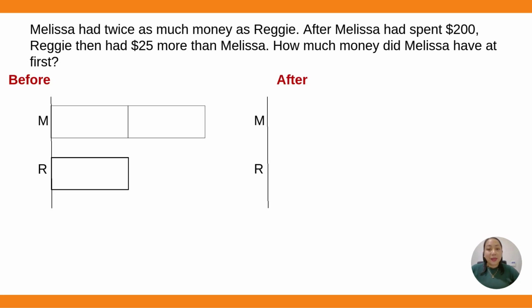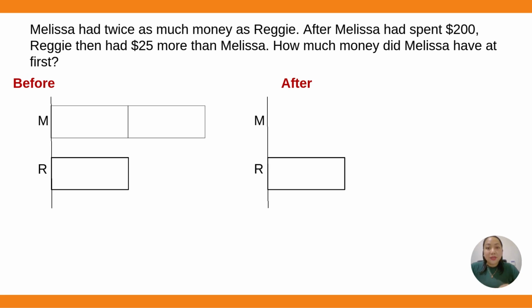After Melissa had spent $200, Reggie had $25 more than Melissa. So notice that there is a change that happened in the problem because Melissa spent $200. Therefore, we need to make a before and after model. We have already drawn our before model earlier, so we have there the first model on the left side. So let's get ready to draw the after model.